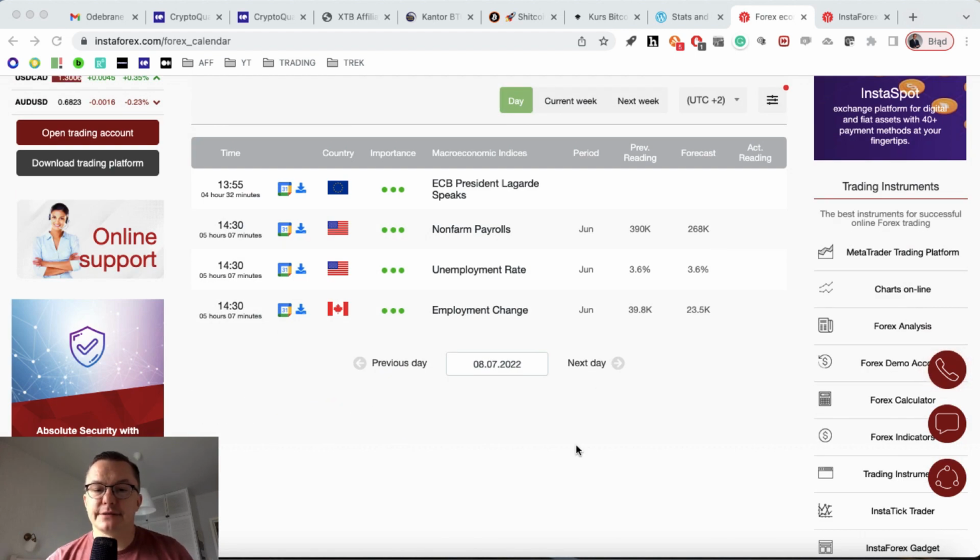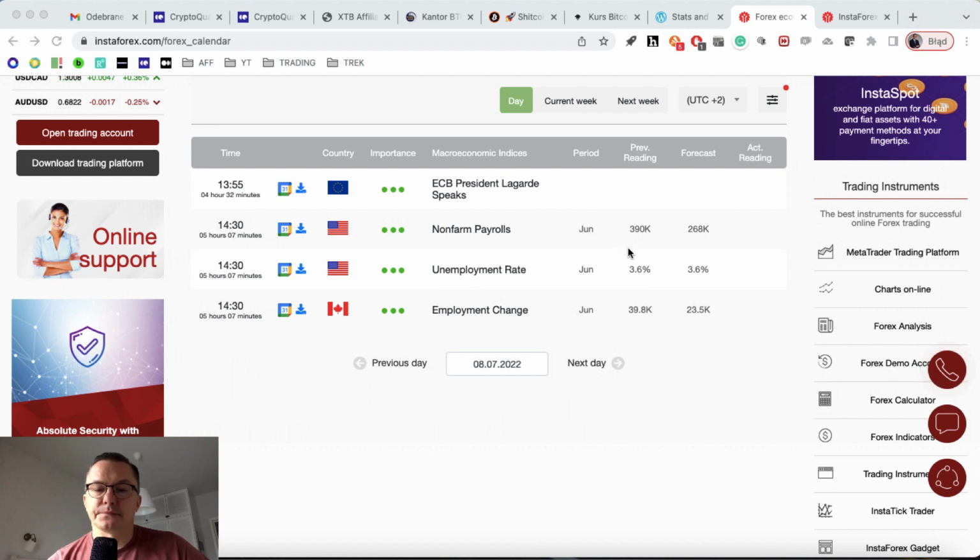As you can see, we got some speeches before the non-farm payrolls from the US. At 5 to 2 o'clock, ECB President Christine Lagarde will give a speech. It might be an interesting trigger for the move on the euro dollar. However, the biggest event of today, the biggest event of the week, is the non-farm payrolls and unemployment rate data from the US, scheduled for release at 2:30 as usual.